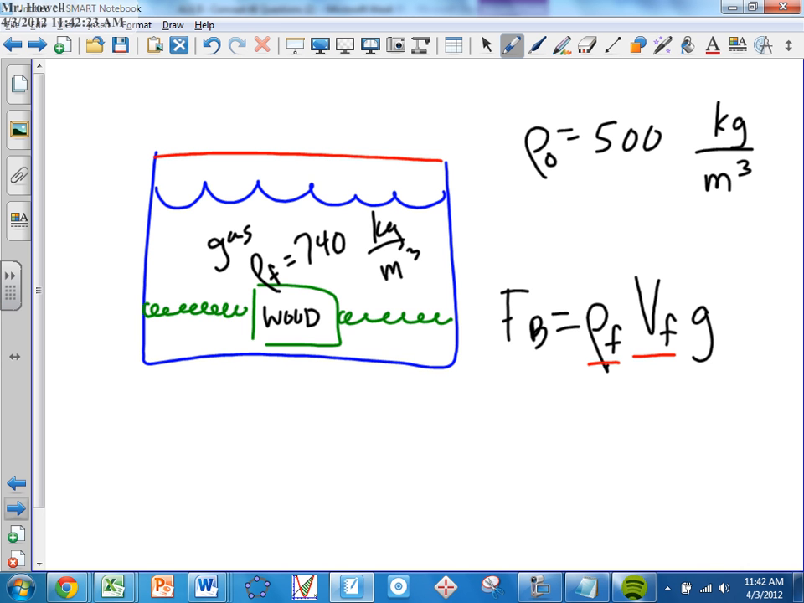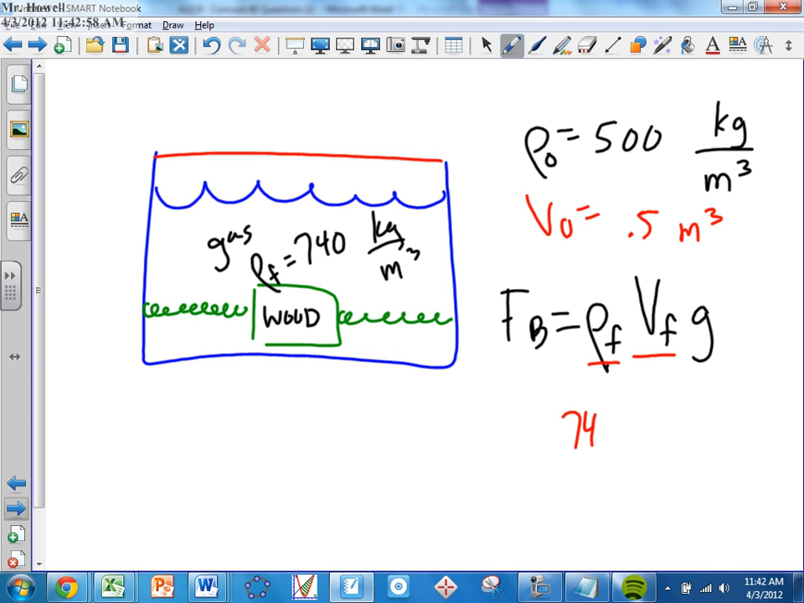Whenever it's submerged, it's the same. So in this case, say the volume of the object is 0.5 meters cubed, just to be simplistic here. It's sitting under the water. So I know the volume of the fluid that's displaced because it's the same as the volume of the object. I know the density of the fluid, it's 740. I know the gravitational constant. And what you're going to notice here is this.